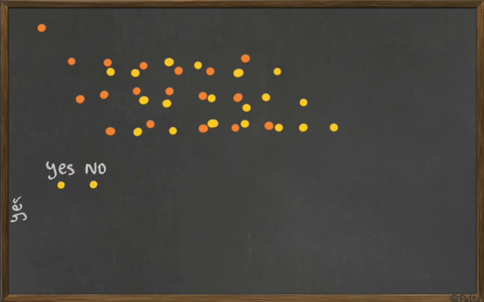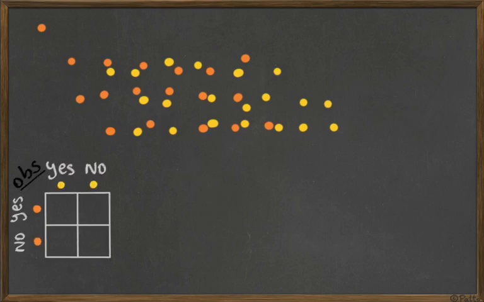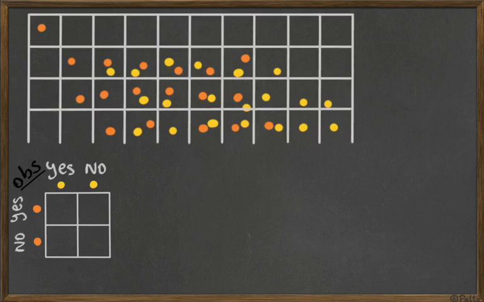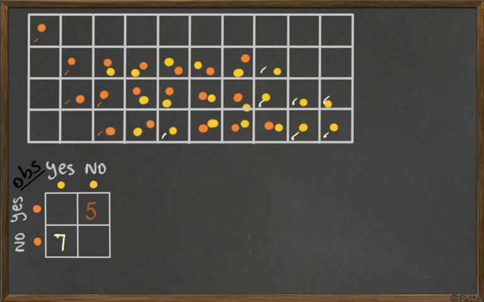I will get here another example, same little orange and yellow balls. I will make my grid over there, and I will count. How many do I have? Only the oranges, 5. How many do I have only the yellows? 7. How many do I have of both of them? 13. How many do I have of none of them? 15.